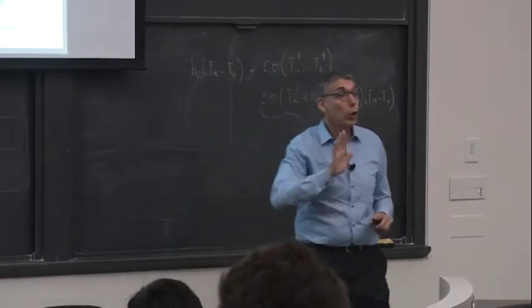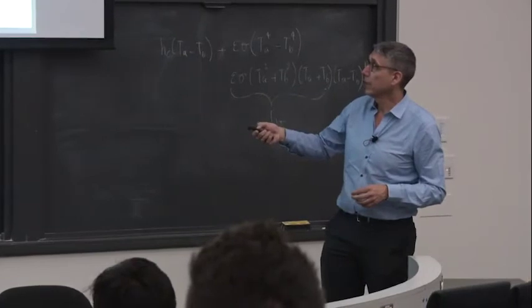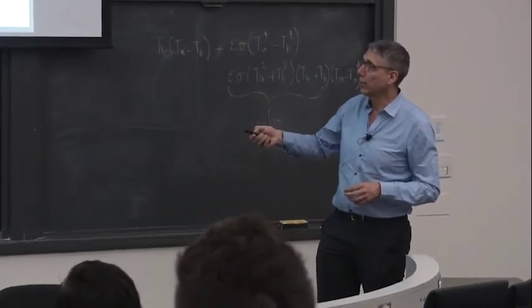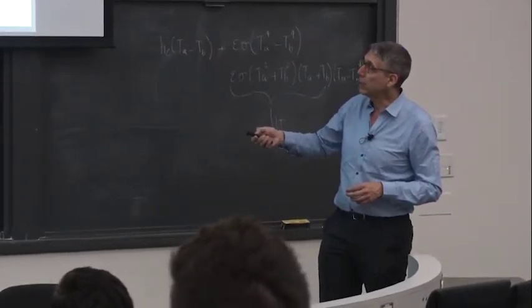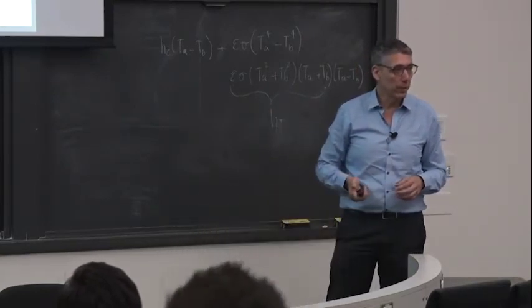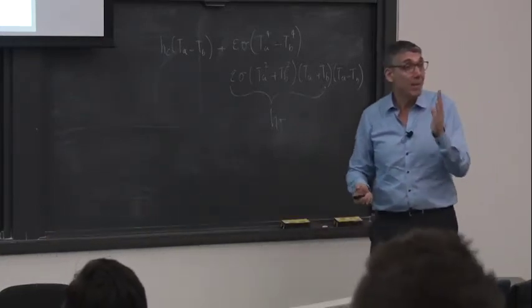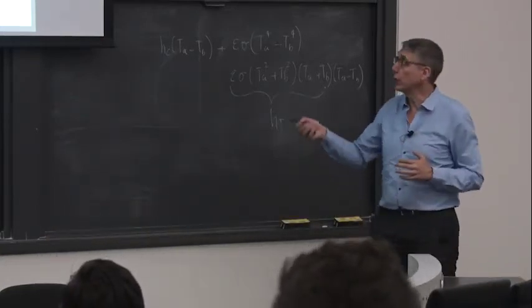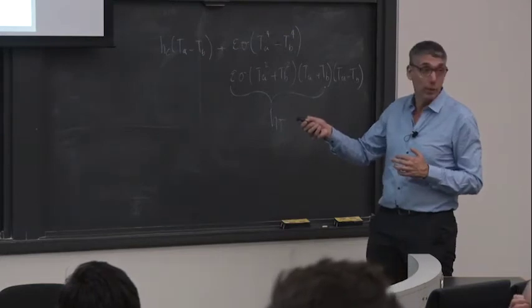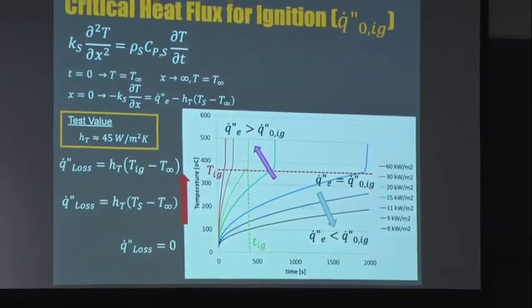Okay? So your losses at the ignition temperature are this. And because you are in thermal equilibrium, these losses have to be equal to the critical heat flux for ignition. The critical heat flux for ignition is an observable quantity. I measured it, so this is a number that I know. I know the h_T, I know T ambient, so I can find the value of T ignition.